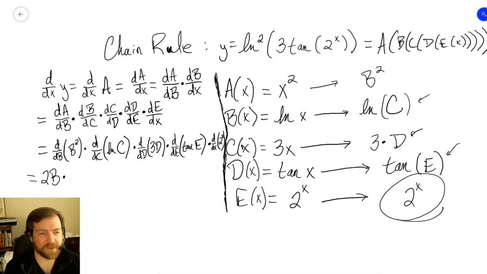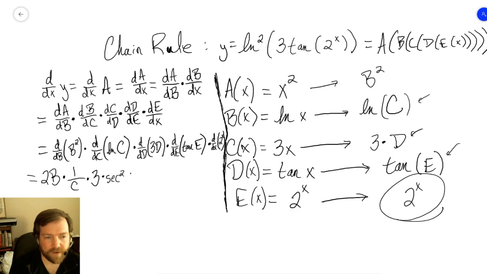So in terms of calculus here, d/dc of natural log of c is going to be 1 over c. Times d/dd of 3d is just going to be 3. Times d/de of tangent of e is the secant squared of e. Times d/dx of 2 to the x is going to be 2 to the x times the natural log of 2.